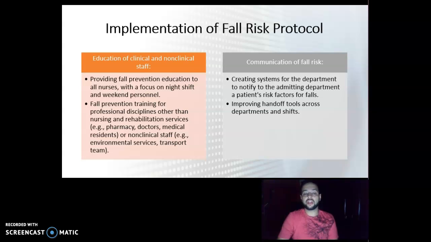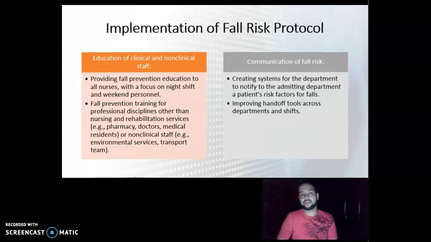Fall prevention training for professional disciplines other than nursing and all the rehabilitation services, including pharmacy, doctors, medical residents, and non-clinical staff. And on the other side, we can see maybe by implementing a communication channel and creating systems for the department to notify the admitting department of the patient's risk factors for falls. That will improve handoff tools across the department and shifts.